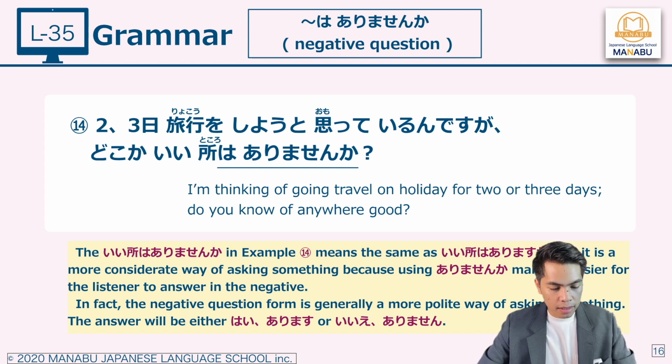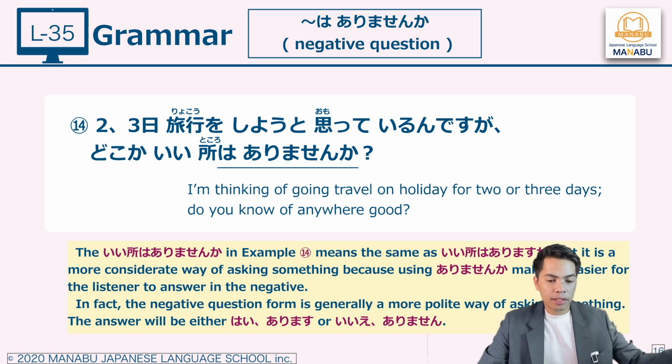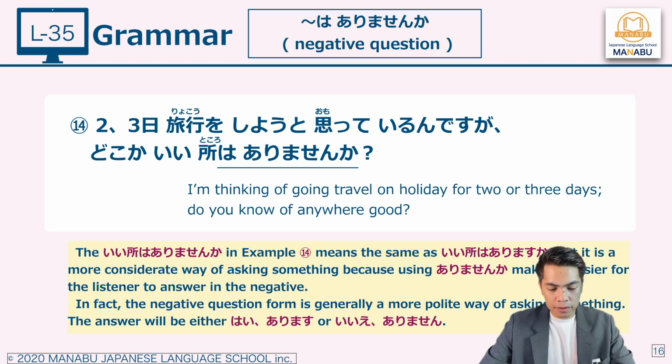Doko ka ii tokoro wa arimasen ka? So in this way, it's easier for the listener to answer in negative. And in fact, the negative question form is generally a more polite way of asking something. The answers will either be hai arimasu or ie arimasen.